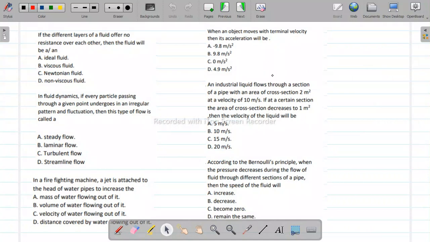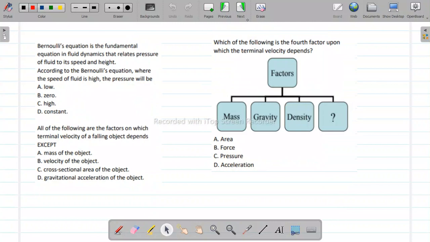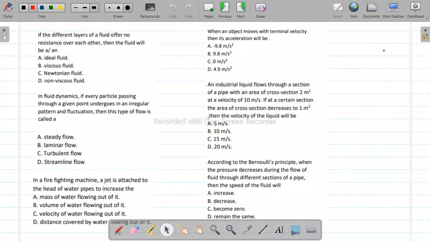When an object moves with terminal velocity, then its acceleration will be, now we have seen that if an object reaches its terminal velocity, this is the point where the net force experienced by the object becomes zero, because at this point the gravitational force equals the drag force, right? And when we say the resultant force is zero, it means the resultant acceleration is also zero, right? So its acceleration will be 0 meters per second square.